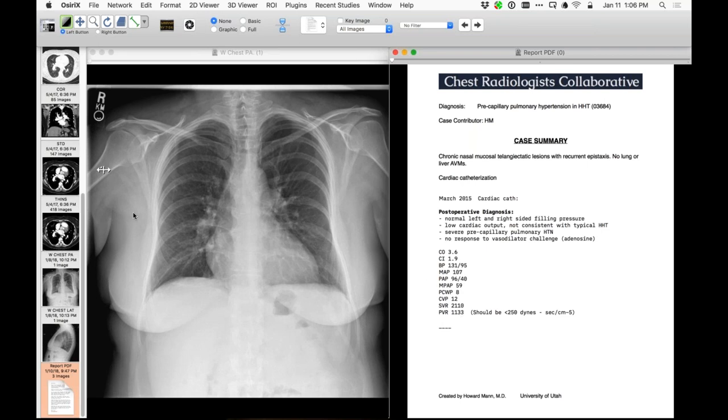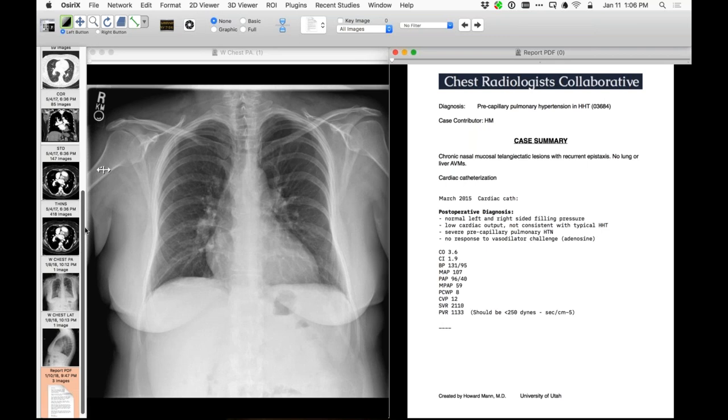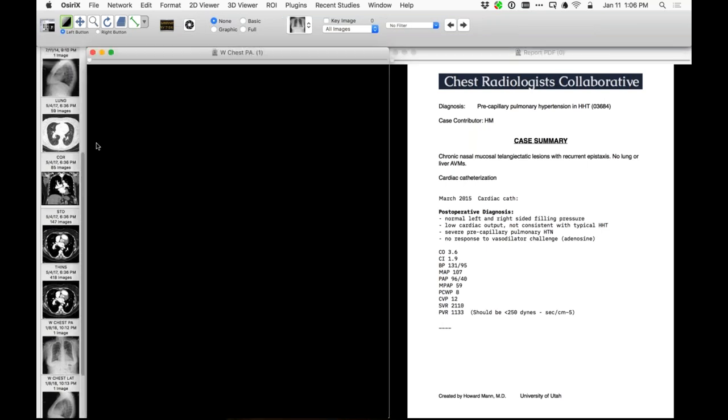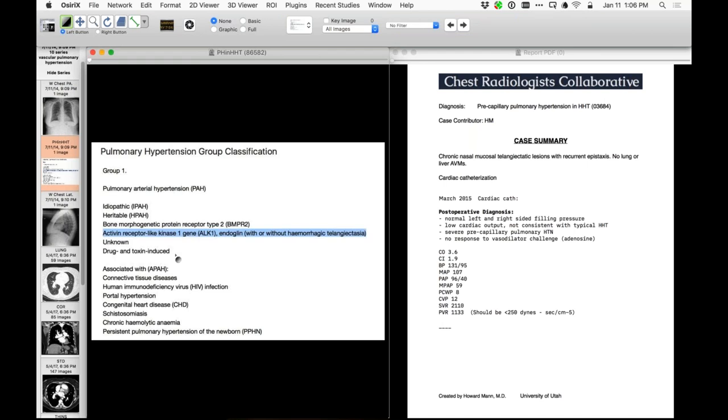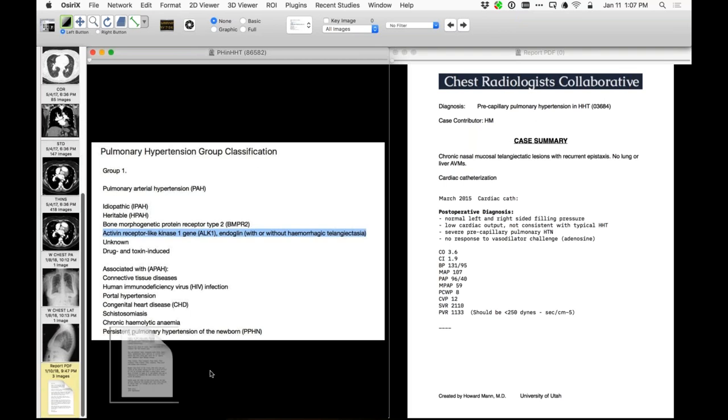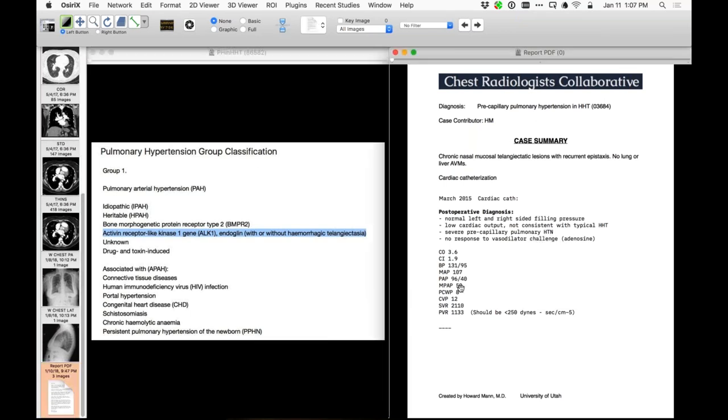And then I couldn't quite remember, because I don't usually associate or think about pulmonary hypertension in the context of HHT. So I went back to the group classification, and sure enough, in group one, there is one item here for these strange genetic syndromes, I guess, that I know nothing about, one of which is associated with, as you can see there, HHT. So I went to Dr. Google and looked for pulmonary hypertension in HHT.